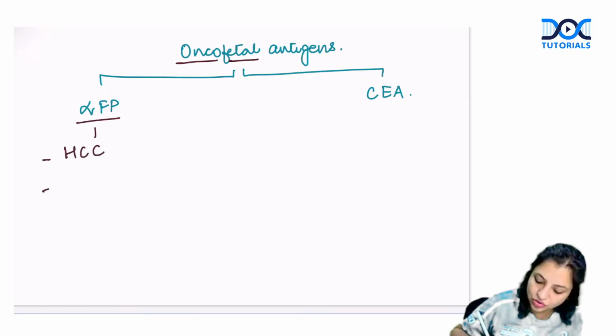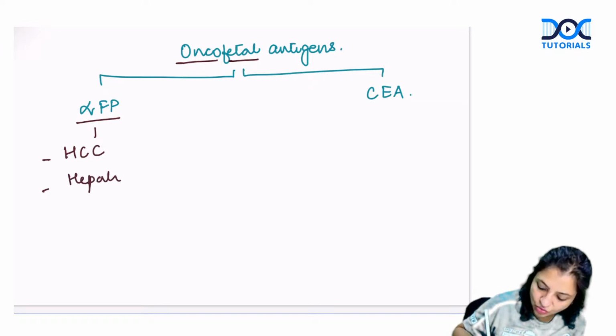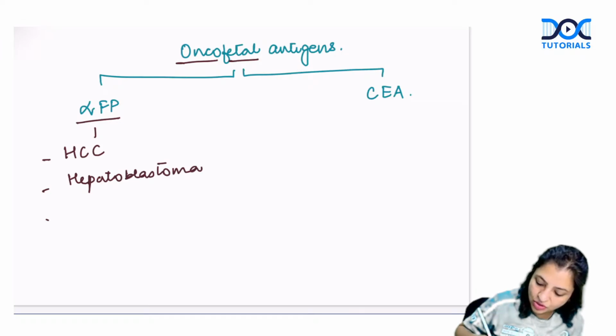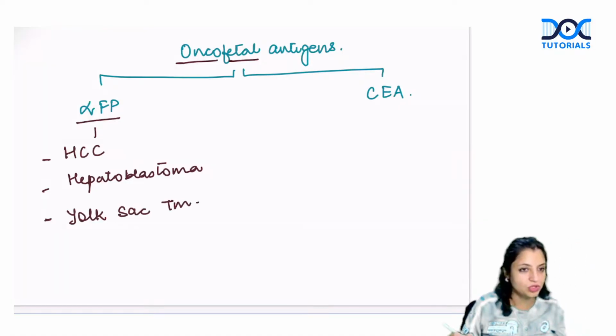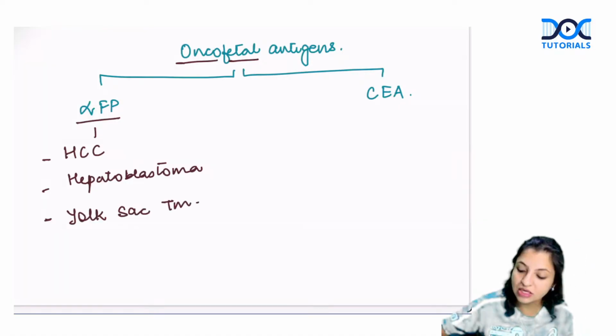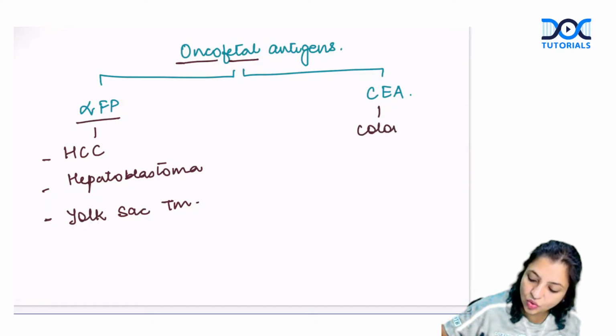Apart from that, they are also positive in hepatoblastomas, and they are also positive in yolk sac tumors of ovary and testis. Okay, so these are the common tumors where alpha fetoproteins are positive. What about CEA? CEA is positive in colon cancer.